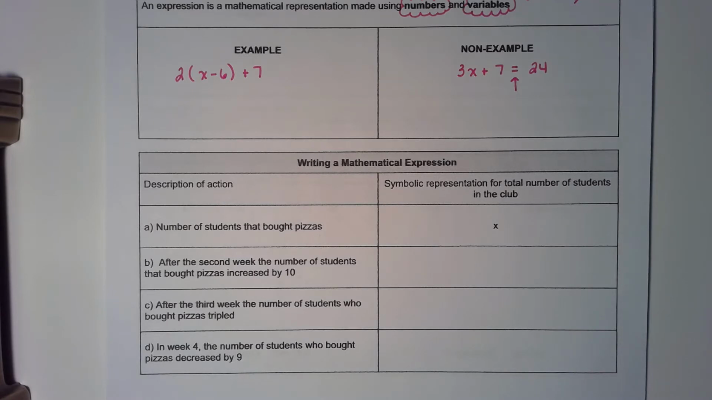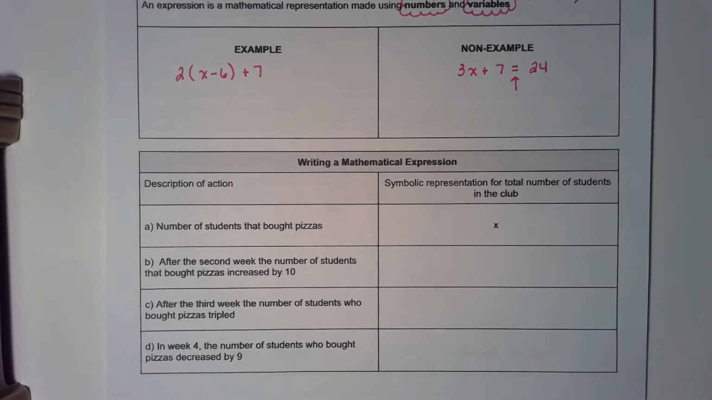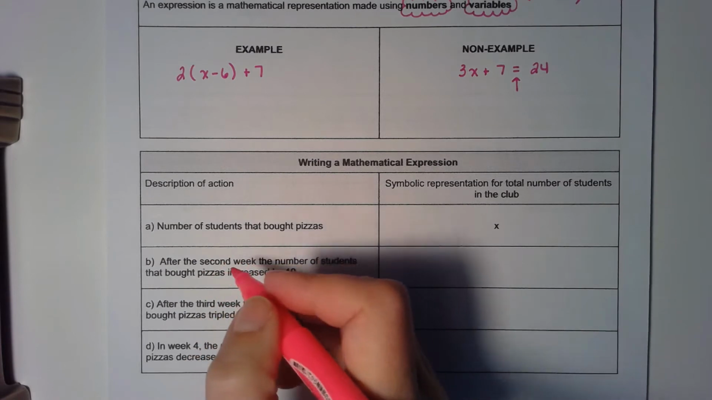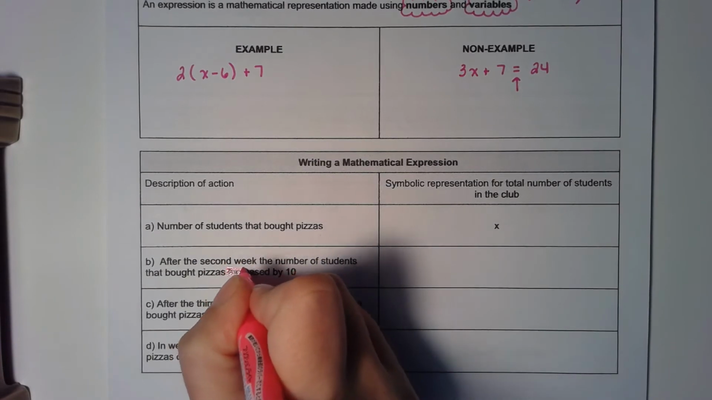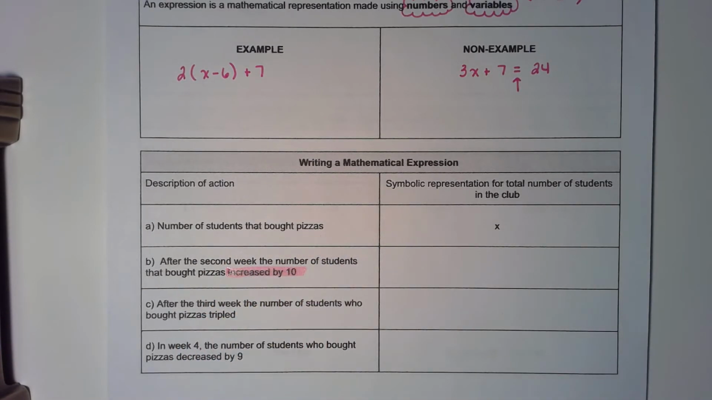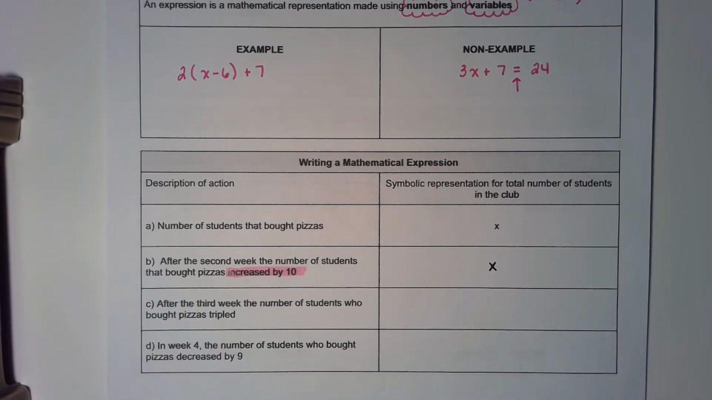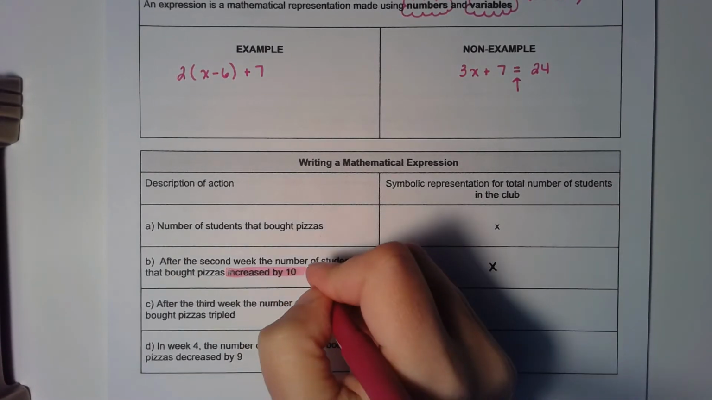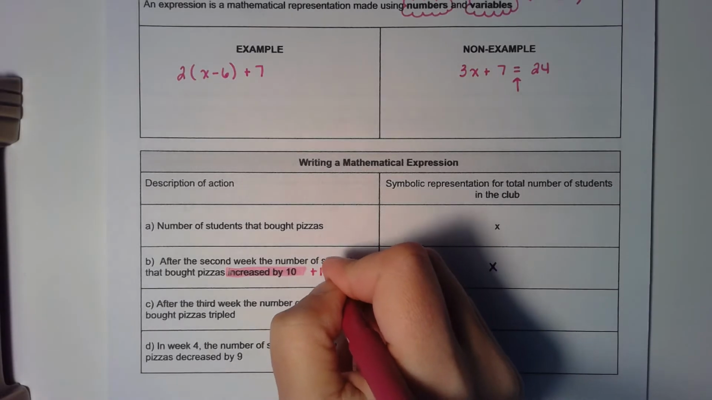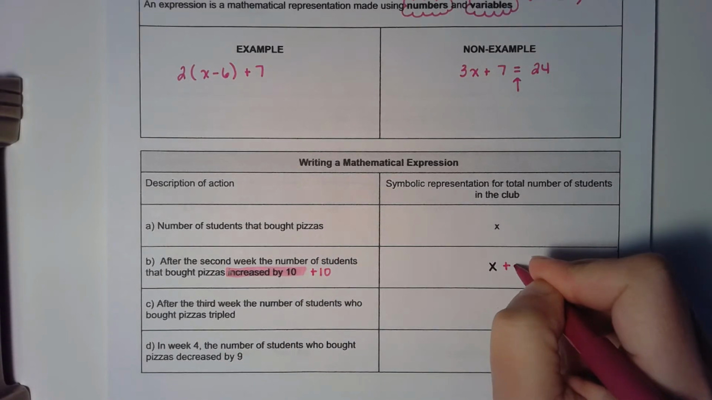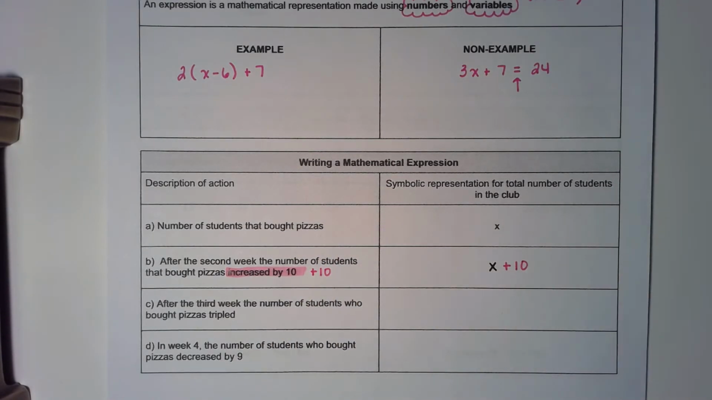The key here is to start by identifying the mathematical vocabulary. And in this sentence, we're talking about increased by 10. What that means is we're going to take the amount that we previously had, which we're calling X, and we're going to increase by 10. Increase by 10 means plus 10. So next to the X, I'm going to write plus 10.